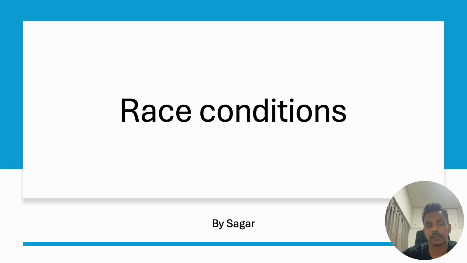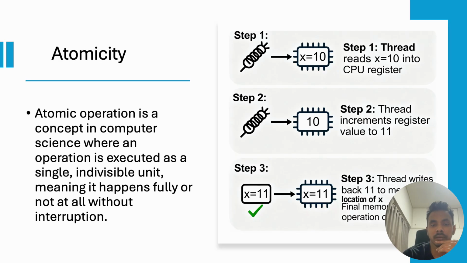So today, I created this short video to just explain what are race conditions, which is a very famous question in interviews, and also it's a very famous concept that every programmer should know, irrespective of whatever language they're using. So before starting race condition, first we need to understand a concept called atomicity.